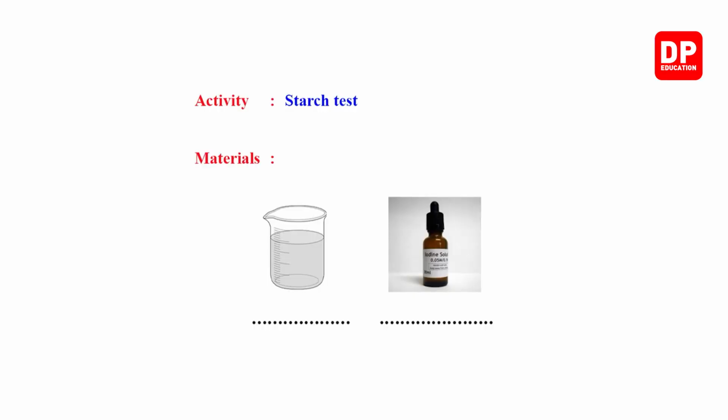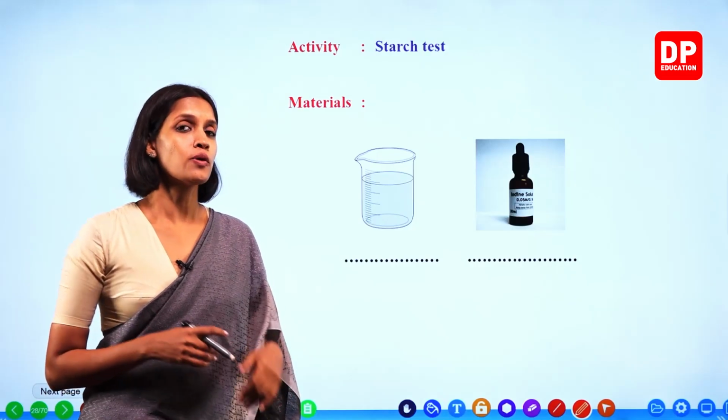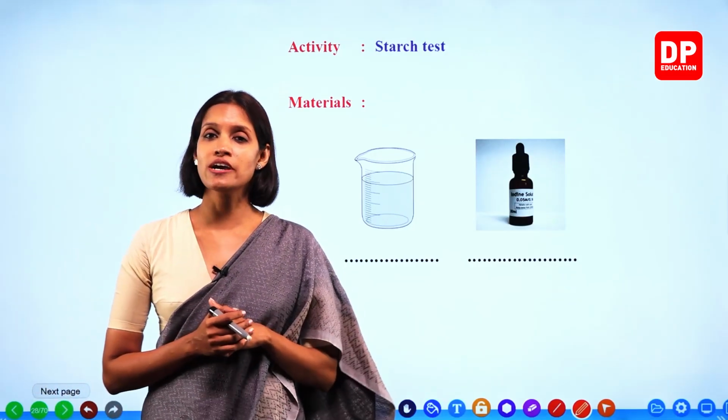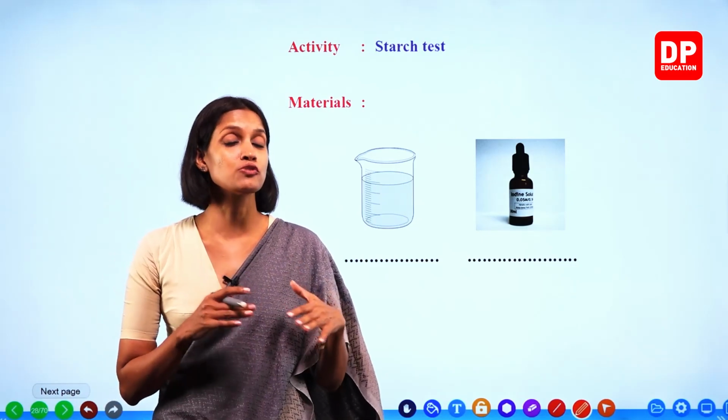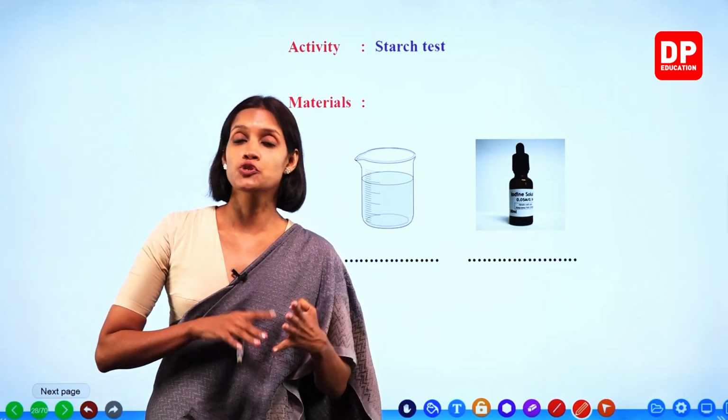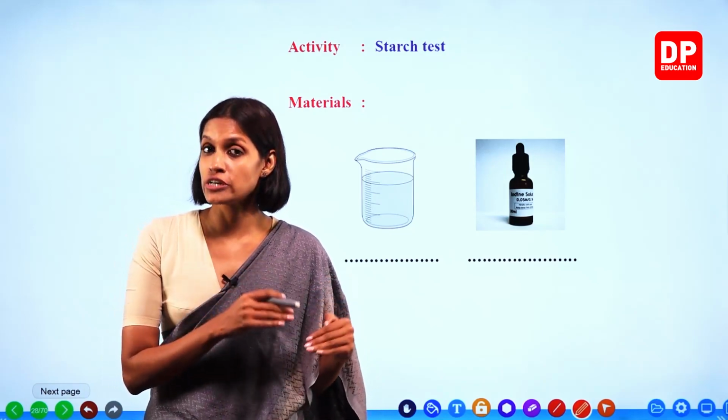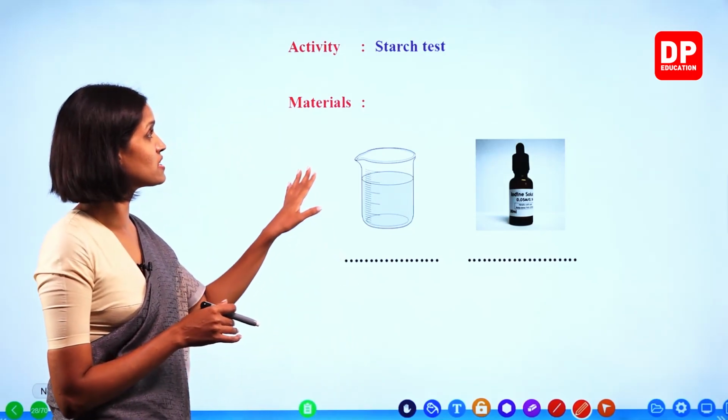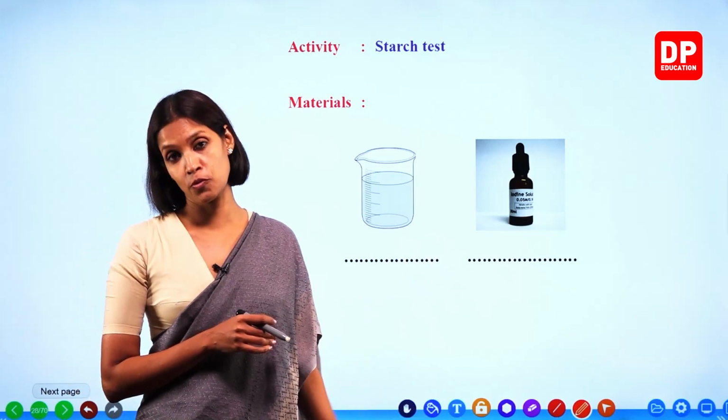So our second test is the starch test. Right? Now we learned that when we consider carbohydrates, there are two forms of carbohydrates, sugar and starch. Now we did the sugar test. Now we are going to learn about the starch test. This is the other form of carbohydrates.